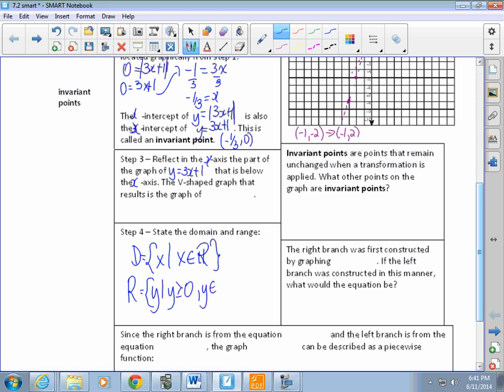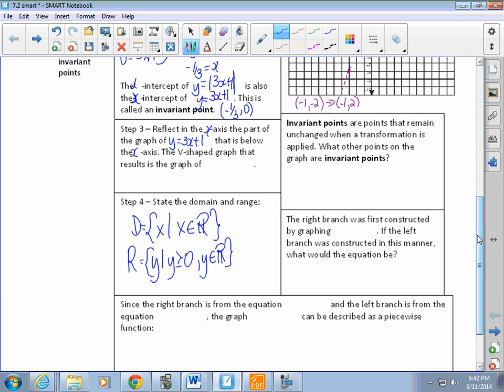And y is an element of real numbers. So invariant points, it says, are the points that remain unchanged when a transformation is applied. What other points on the graph are invariant points? So if you take a look at this, invariant points means that they are the ones that stay the same.